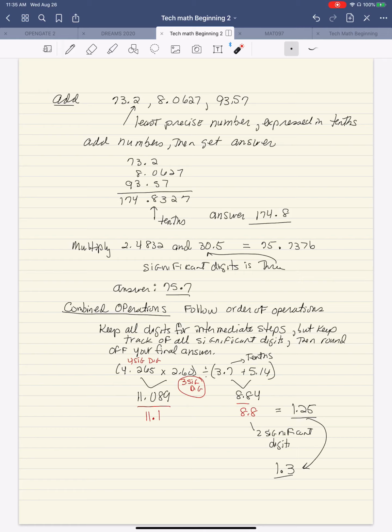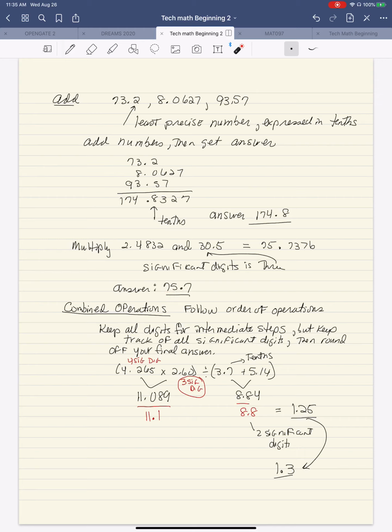I'm multiplying. Multiplying, I have to look at significant digits. 2.4832 has 1, 2, 3, 4, 5. 30.5 only has 3, so my answer will be in three significant digits. I multiply it out. Three significant digits is 1, 2, 3. It's right here. So this is a 3, so that stays a 7, so that's 75.7.